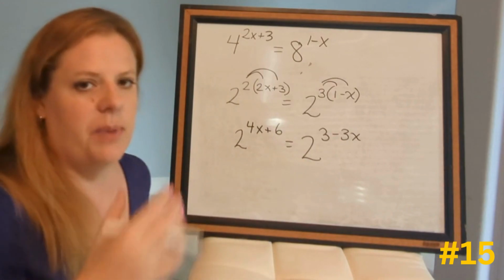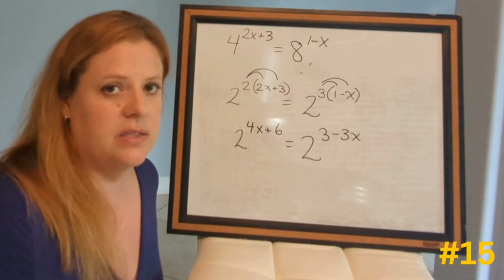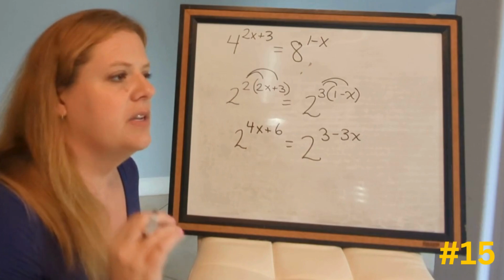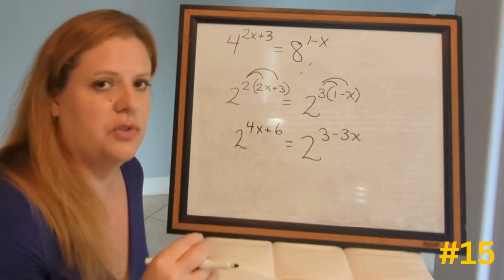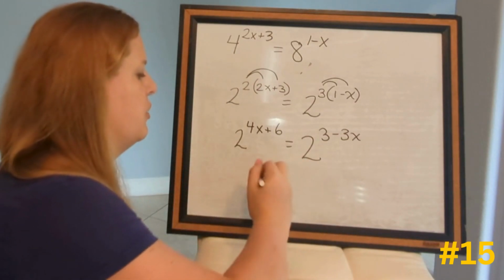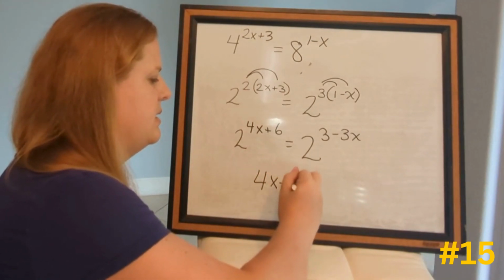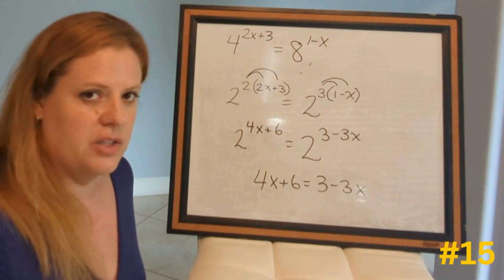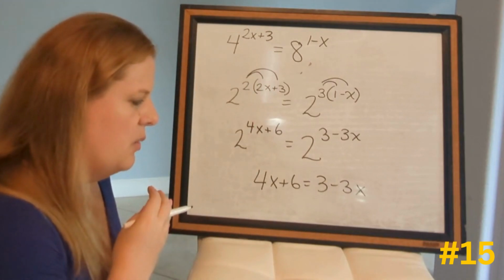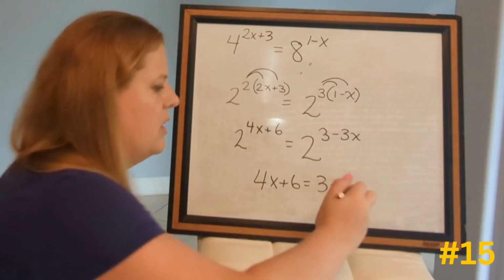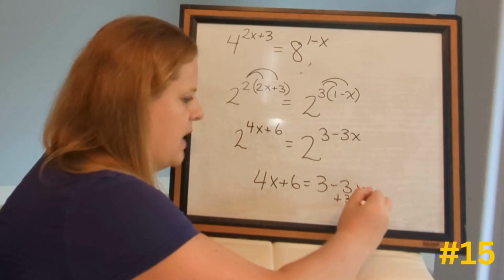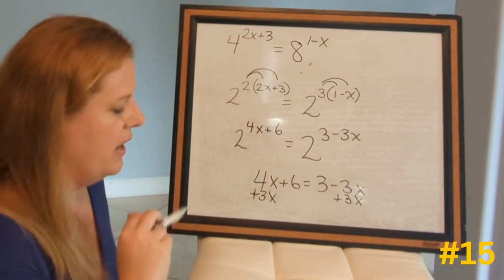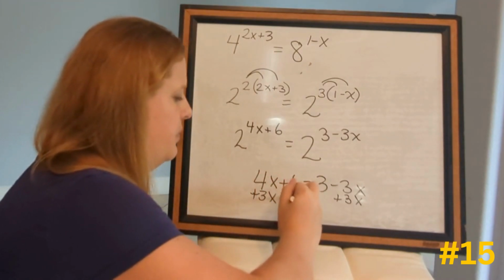Well, if they have the same base, okay, they both have a 2 as the base, then we can assume that those exponents are equal to one another, because 2 to a power is equal to 2 to the same power. So 4x plus 6 equals 3 minus 3x. We all love our algebra. I want to get x's on one side, constants on the other, so I'm going to add 3x to both sides. And I'm going to subtract 6 from both sides.